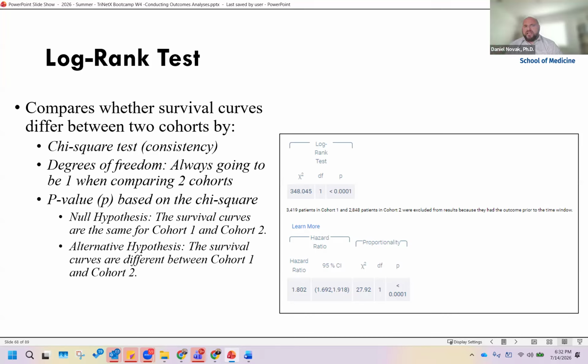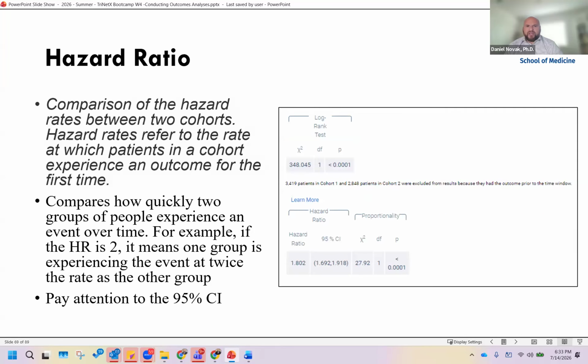And the p-value is testing that null hypothesis: the survival curves are the same for cohort 1 and cohort 2. The alternative hypothesis is that the survival curves are different between cohort 1 and 2. In this case, we can reject the null hypothesis because it's statistically significant. Okay, hazard ratios, really important. Comparison of the hazard rates between two cohorts.